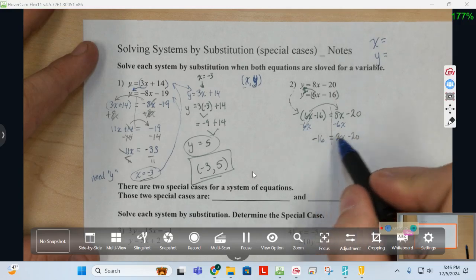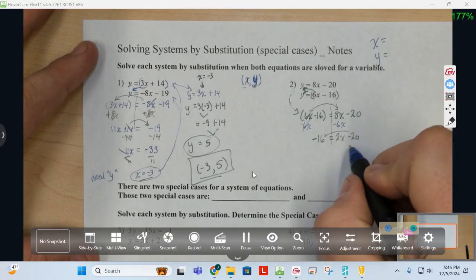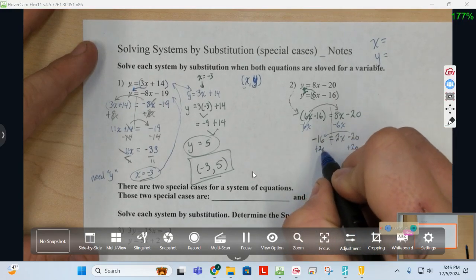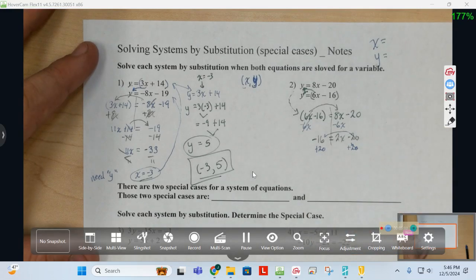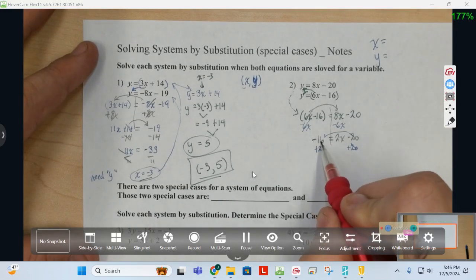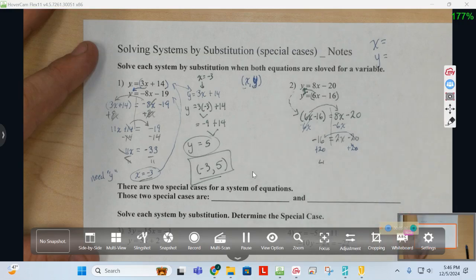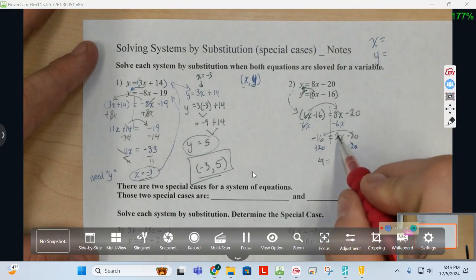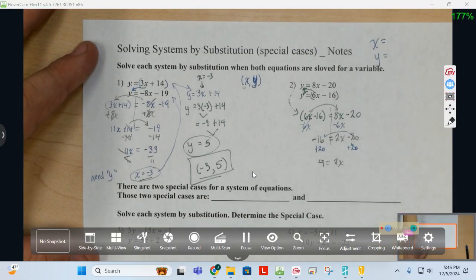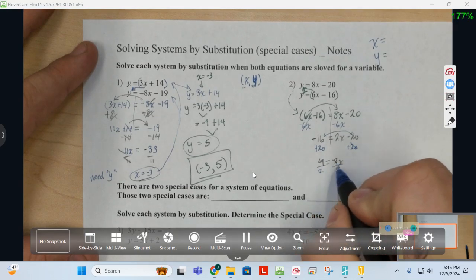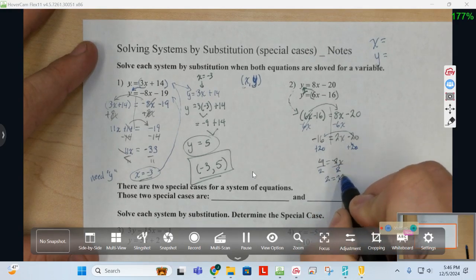The 20 needs to move to the other side. So let's add 20 to both sides. I like that because now we're getting a positive number on the left. Negative 16 plus 20 is a positive 4, equals the 2x. Divide away the 2, divide away the 2. And 2 is equal to your x value.